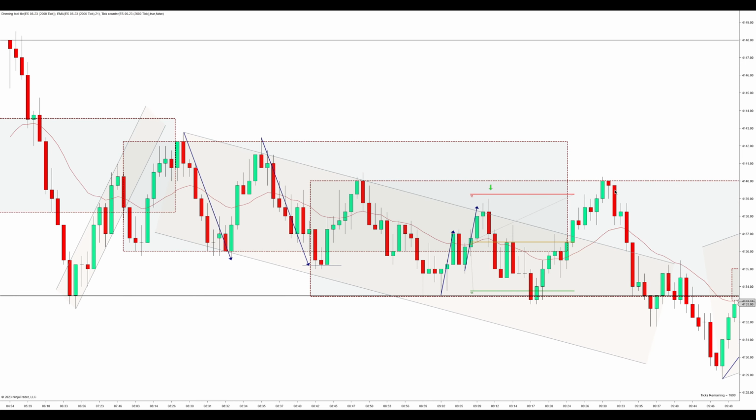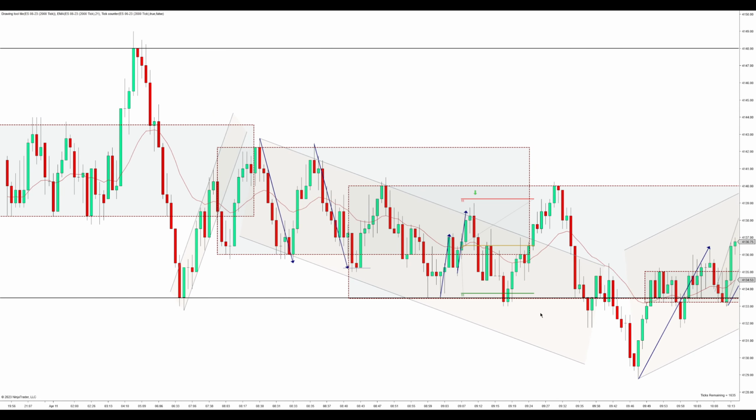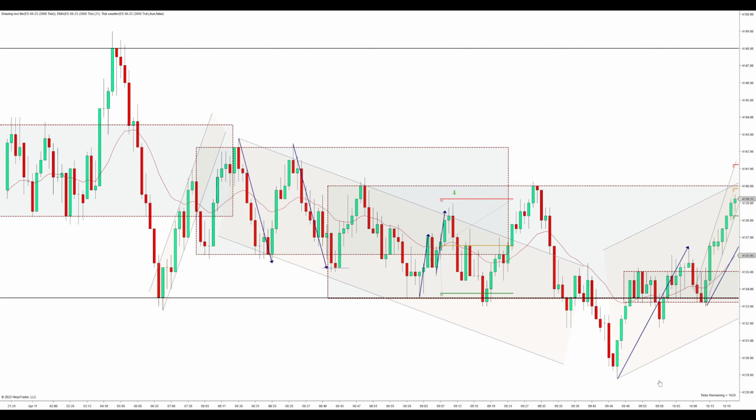So anyway, we bounced off these lows here. Now we have this downtrend break, 2 legs to a new low. So that's just how downtrends play out, and also uptrends. We have a trend break, a couple legs to the new extreme.